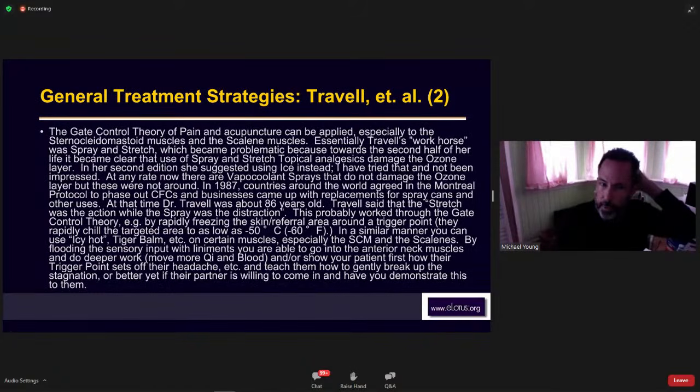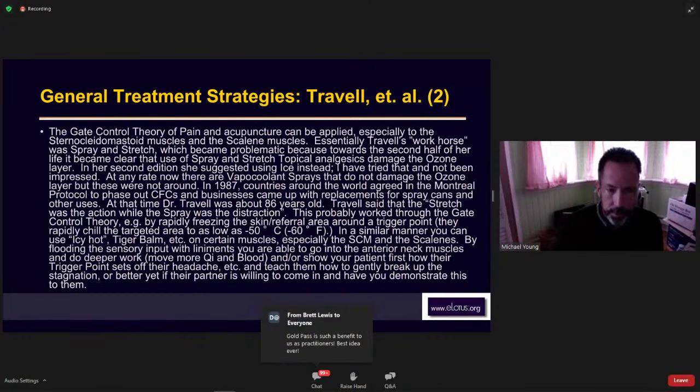So the gate control theory of pain, I think I talked about this. It was her workhorse. She said over and over, stretch was the action while the spray was the distraction. Probably worked through the gate control theory. By rapidly freezing the skin, referral area around a trigger point. Oh, here they chill it to as low as minus 50 degrees Celsius, minus 60 Fahrenheit.